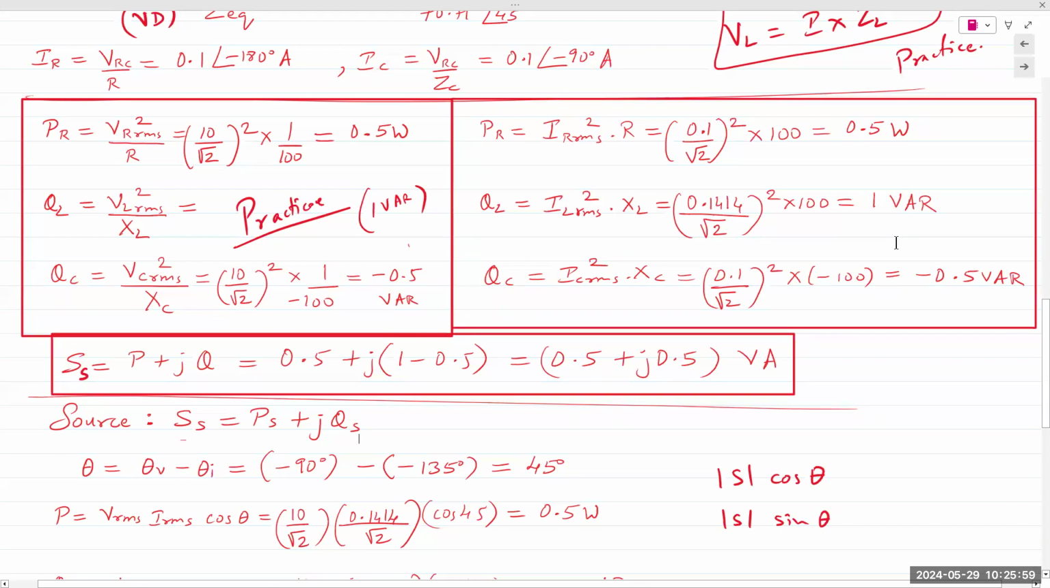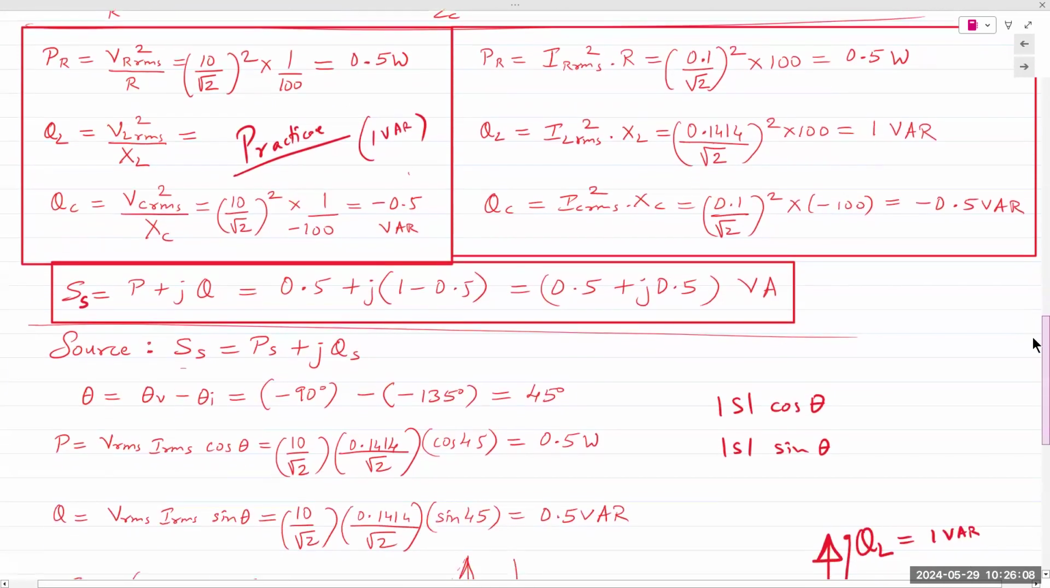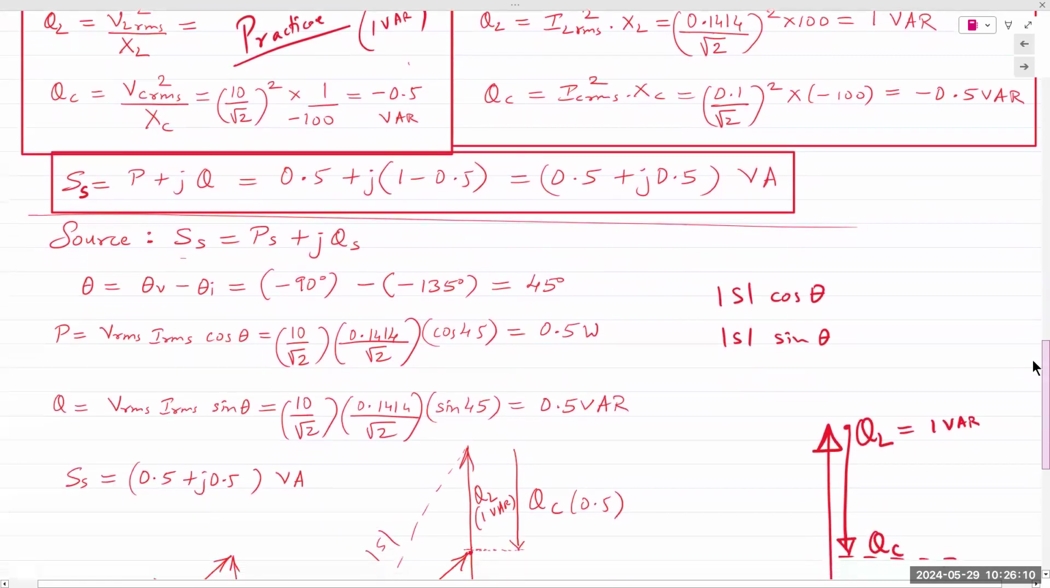Total power associated with the source is 0.5 plus j0.5. Units, volt-ampere, VA. That would be the end of the problem, or the end of your solution. You found the power for all four components. Below that are two more approaches to finding the total power. Make sense? Any questions?